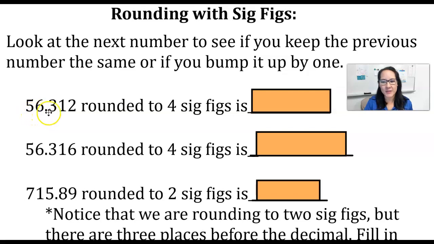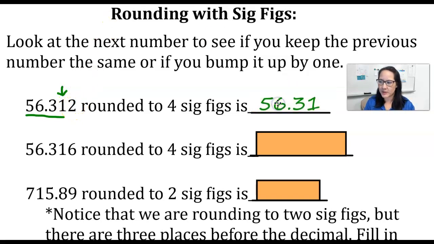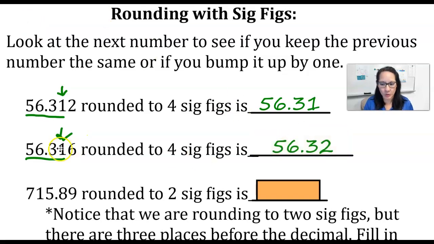For example, 56.312, if we're going to round it to 4 significant figures, we're going to have 1, 2, 3, 4. And then the question is, what happens to that 1? Does it stay a 1 or does it bump up? Because it's followed by a 2, it's going to just stay a 1 and not bump up. So it's going to be 56.31. Okay, the next one, we're going to round this to 4 sig figs, and because the 1 is followed by a 6, that means we're going to go ahead and round it up, and so this would be 56.32.